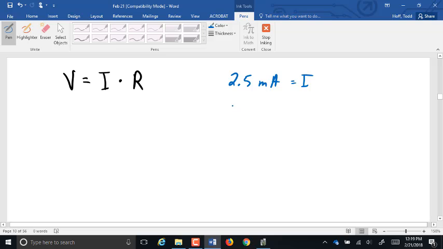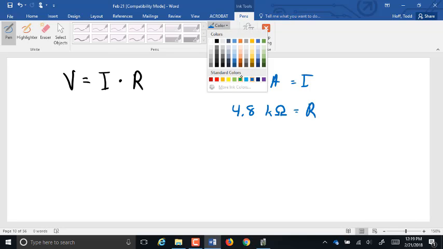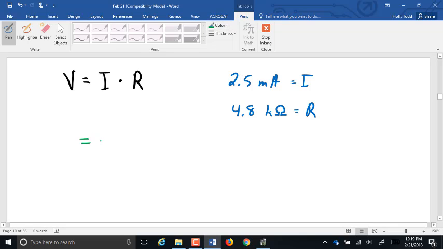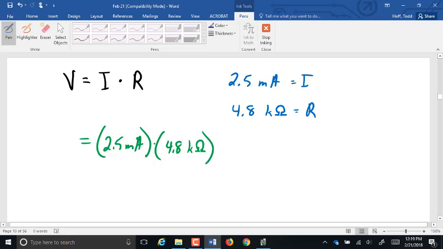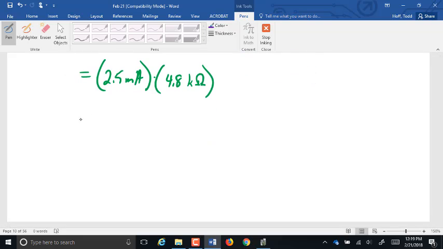and I have 4.8 kilo, this symbol is actually for ohms, as my resistance. Well, when I put that into my formula here, 2.5 milliamps times 4.8 kilo ohms, doesn't make a lot of sense with those units like that, but those metric prefixes actually represent powers of 10.